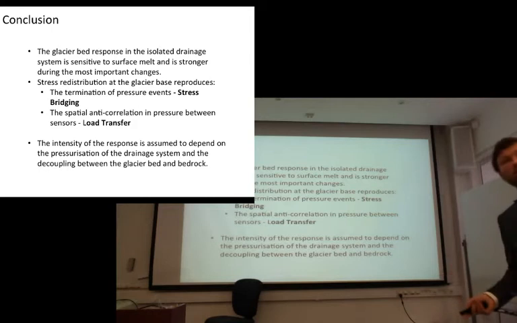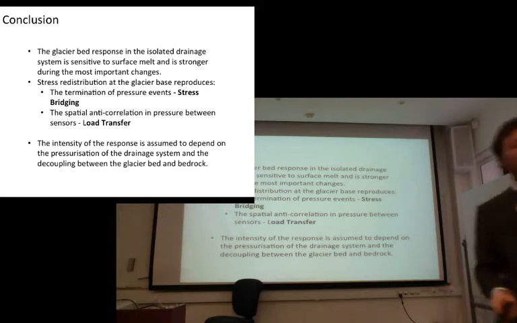And the question remains: we know that pressurization causes the glacier to slide faster, but we didn't have ice flow measurements, so we couldn't answer that. But it's a big unknown and something that could be investigated in the future. Thanks.